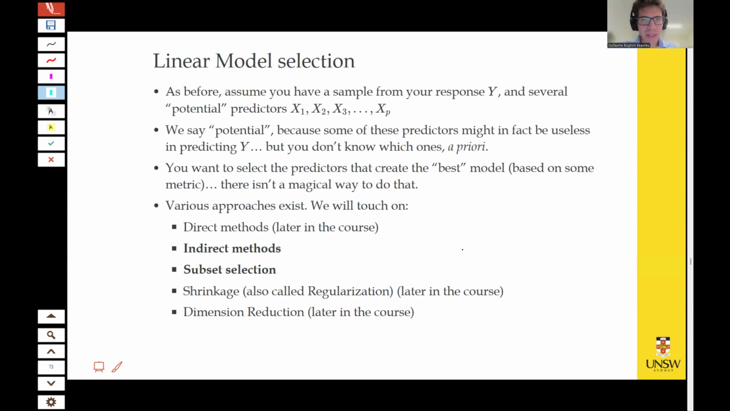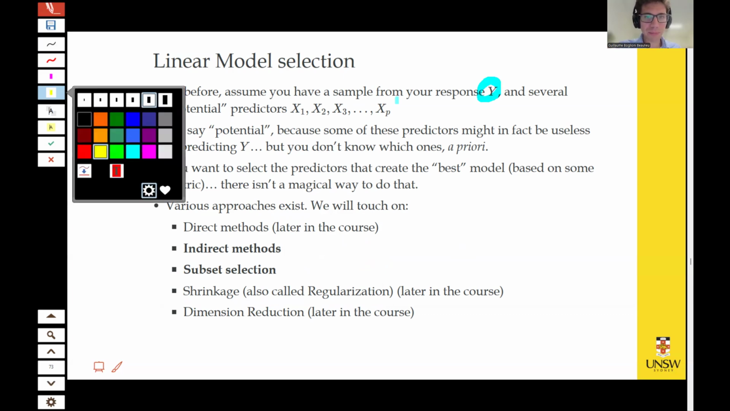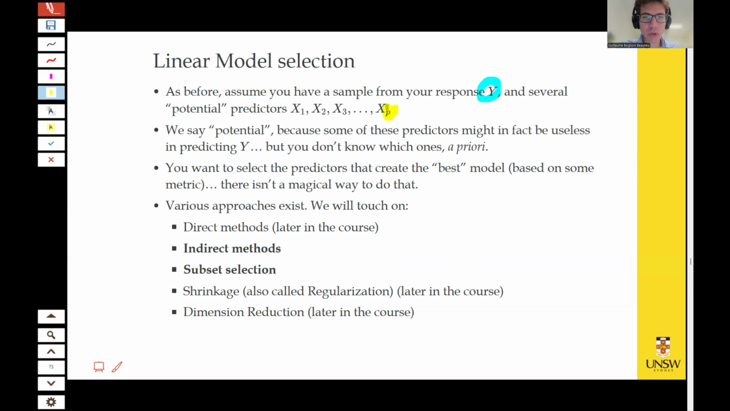So the setup is something like this. As before, you have your response variable and you have potential predictors, x1, x2, up to xp. Here we say potential predictors in the sense that those are the variables you have available to you, but they might not all be useful to explain y. So that's why we say, okay, potentially we can use them. Of course, you don't know a priori which are the ones that are going to be significant in your linear regression model. So your goal is to select the predictors that are going to create the best model, okay, and best to be defined using some metric.